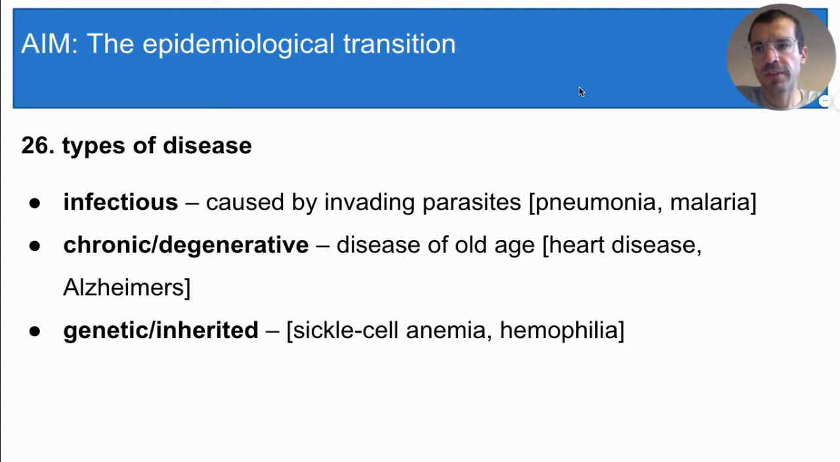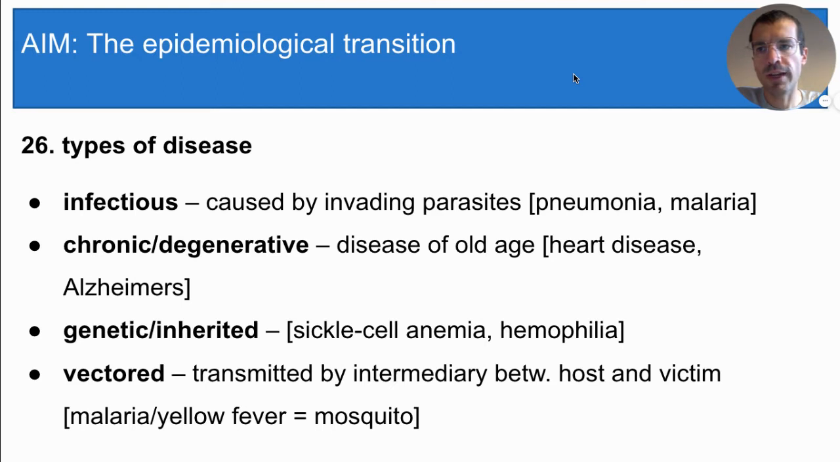A third type of disease is called genetic or inherited disease. These diseases are caused by abnormalities in people's DNA, and they get passed on from generation to generation. They are inherited. They are not spread by germs, nor are they diseases that only affect the elderly. So these are different from infectious and chronic diseases. They are also less common. Two examples of genetic diseases are sickle cell anemia and hemophilia.